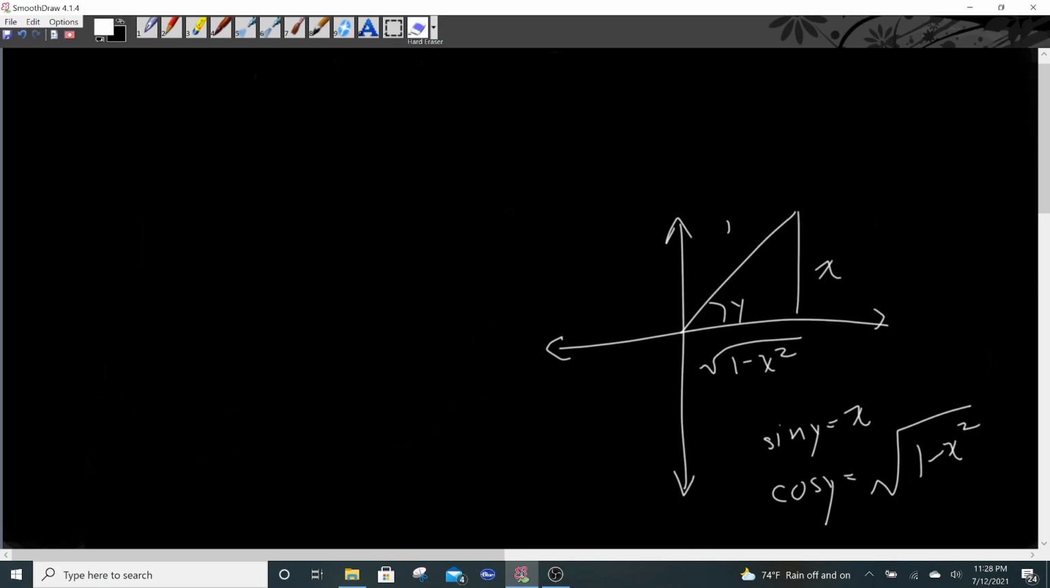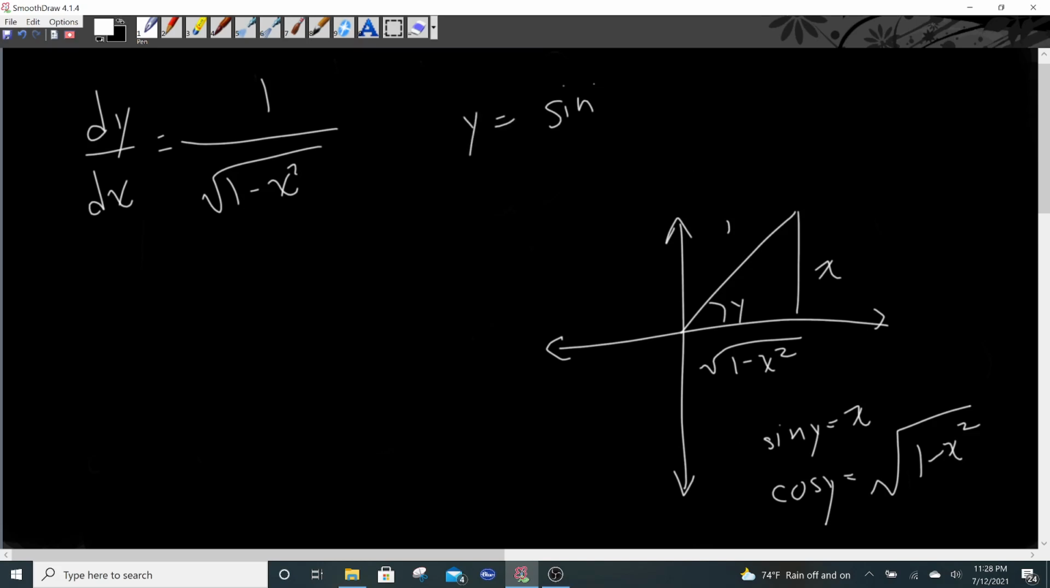which means dy dx, or the derivative of y with respect to x, is equal to 1 over the square root of 1 minus x squared. And you might still be wondering about that y. Well, since our original equation, y is equal to the inverse of sine x, since that one is an explicitly defined function of x, we're cool.